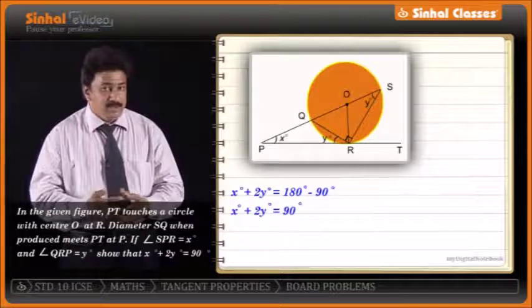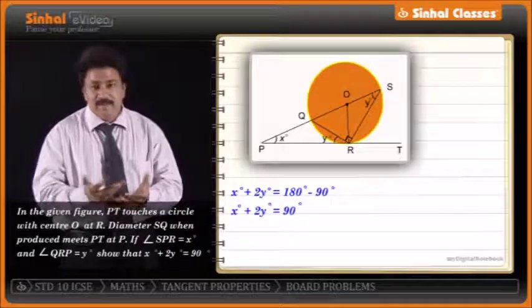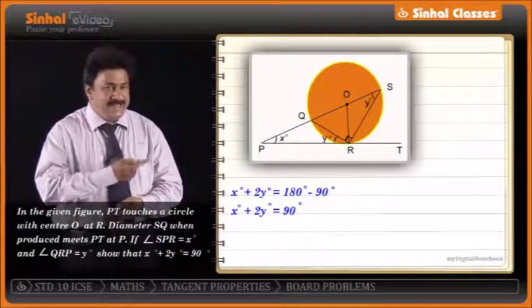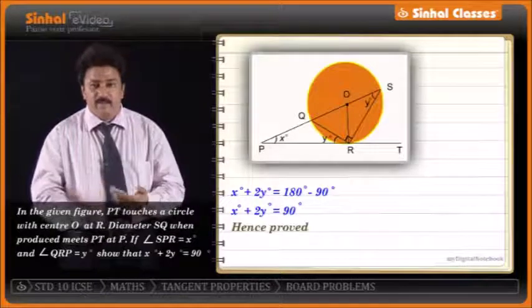And we have done it. So what we have proved is x plus 2y is 90 degrees. That is, x degrees plus 2y degrees is 90 degrees, and the sum gets over.